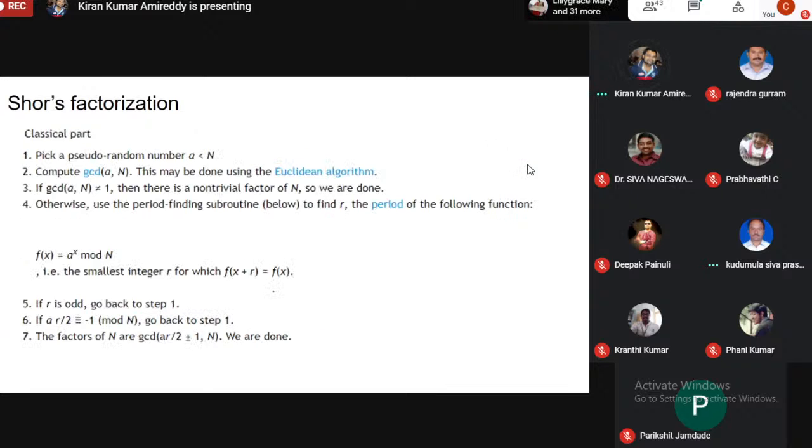So when a number n is given for us, we are finding the factor for this number n. For that, as we just discussed, it is essentially done in two parts. The first part will be in the classical computer, where we make it a factorizing order problem, then that will be solved using the quantum computer.